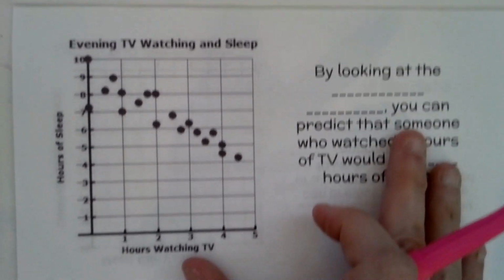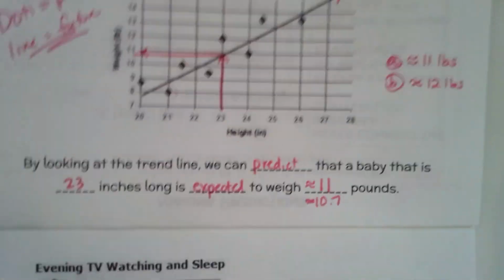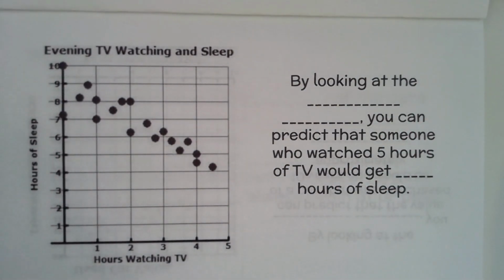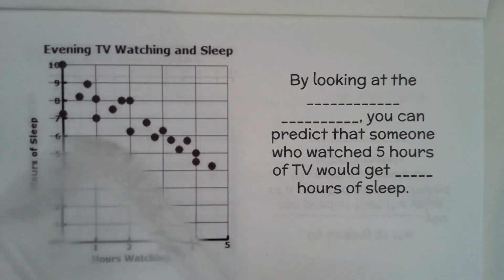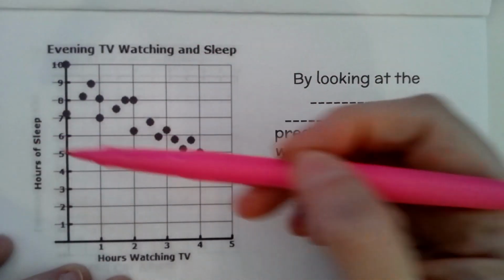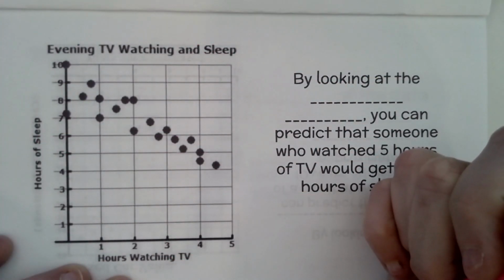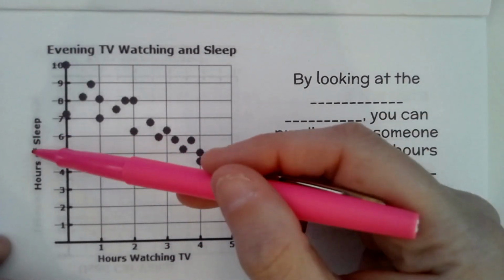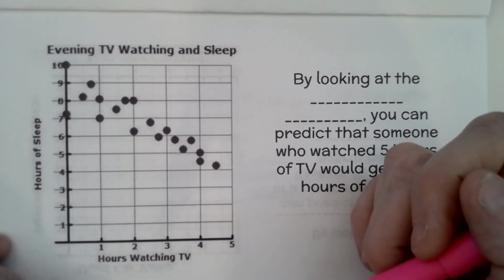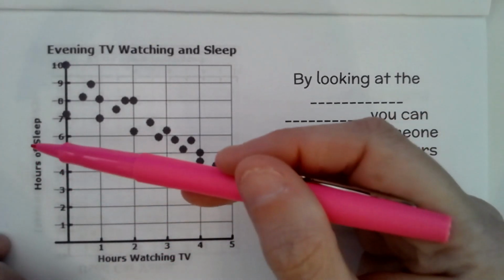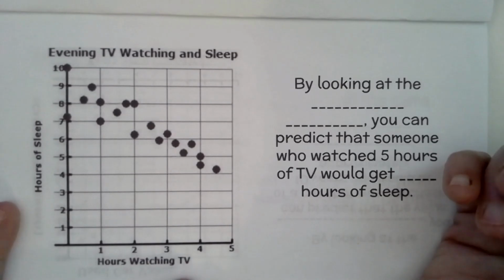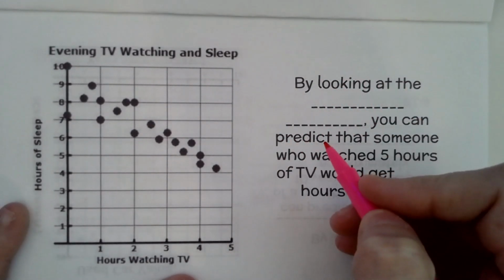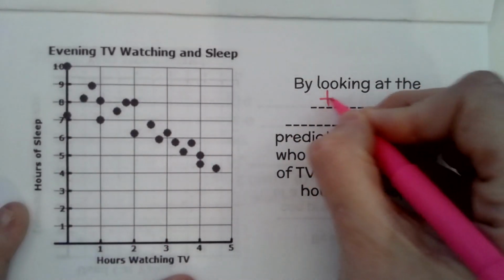So let's try this one. I'm going to model, because with that one we just talked about making the prediction, but with this one we have to actually draw our own trend line. So we're going to make predictions. This is comparing hours of sleep and hours of watching TV. They're saying hours of sleep depends on how many hours you watch TV. So if I watch more hours of TV, what's going to happen to how much sleep I get? It says I'm going to predict. So how do I predict? Predictions happen in the future, so I have to look at the trend line.